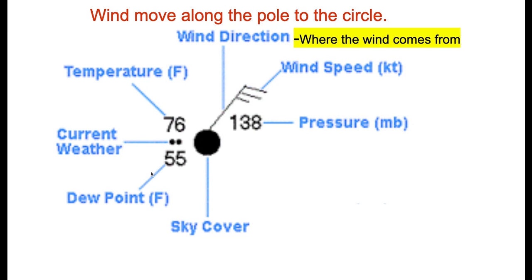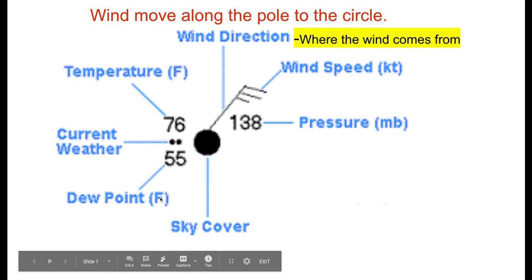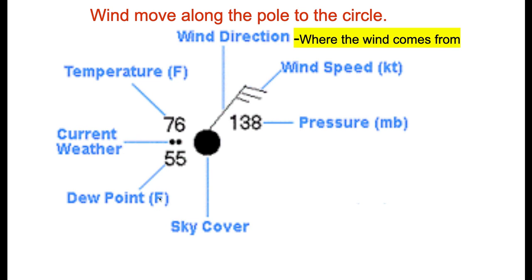Now, take a look at the left side of the circle. On the top, the number shows you the present temperature, which is in Fahrenheit, 76 Fahrenheit. And the bottom number shows you the dew point, also in Fahrenheit, 55 Fahrenheit. So this tells you the temperature is higher than the dew point. That means we would have to drop the temperature to the dew point so it can condense, because lower temperature cannot hold so much water vapor.